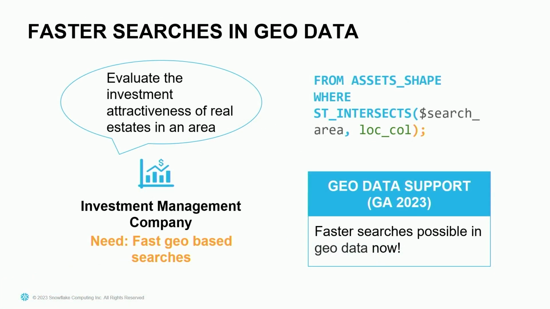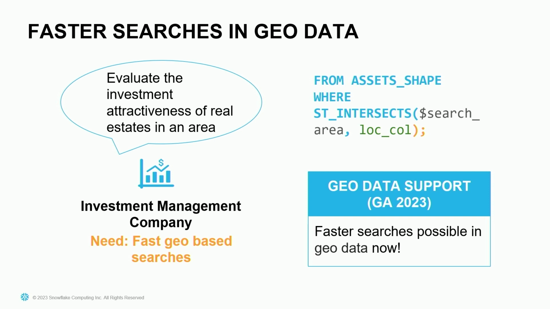So the next feature is faster searches in geodata. Any application that is using any form of maps requires these kinds of searches, where you're zooming into a certain part of the map, to be really fast and interactive. For example, an investment management company wanted to evaluate the attractiveness of an investment in a certain area. What they needed was really fast geo-based searches.